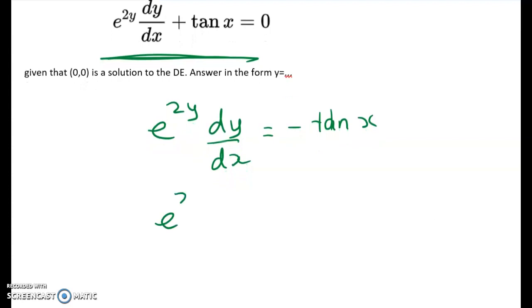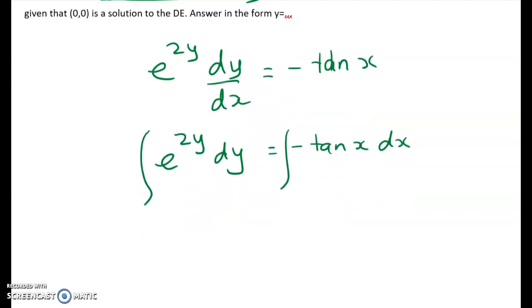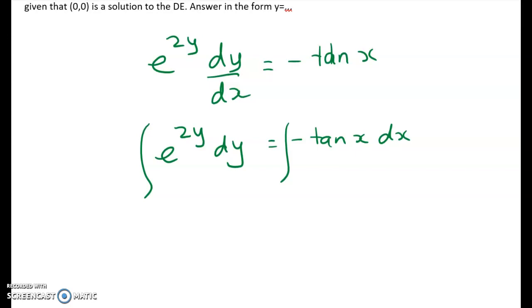Now we'll just get the y stuff together and get the x stuff together. There we go, and we're going to integrate both sides. So the left-hand side is pretty straightforward. It's a half e to the 2y, and I'm going to leave my plus c over this side.